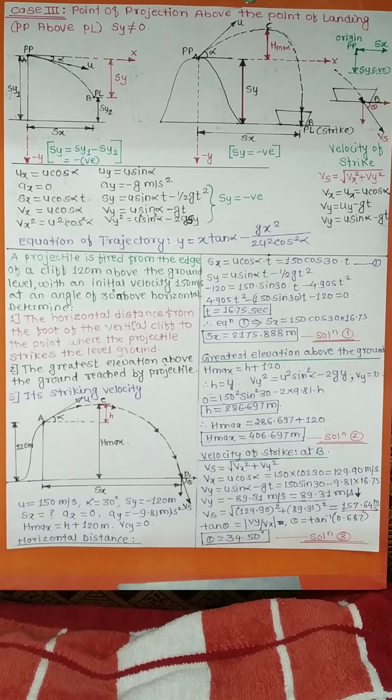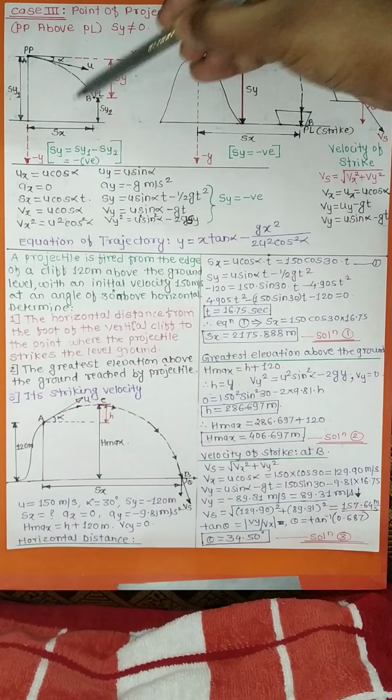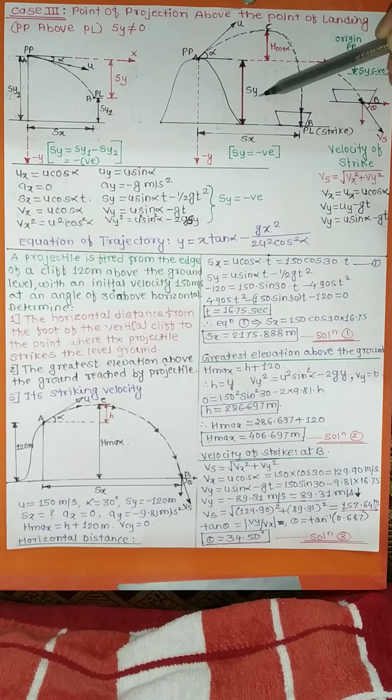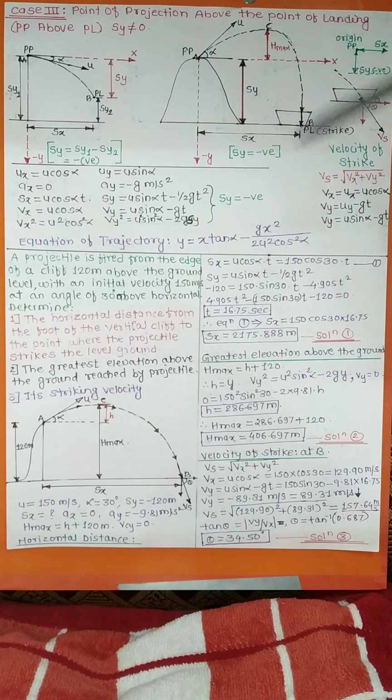Hello students, in this video lecture we are going to see projectile motion case 3, and that is point of projection is above the point of landing. In this case, the displacement along y direction for the projectile will not be equal to 0. There are two conditions I have defined. For that we have to define the displacement of the particle in y direction.